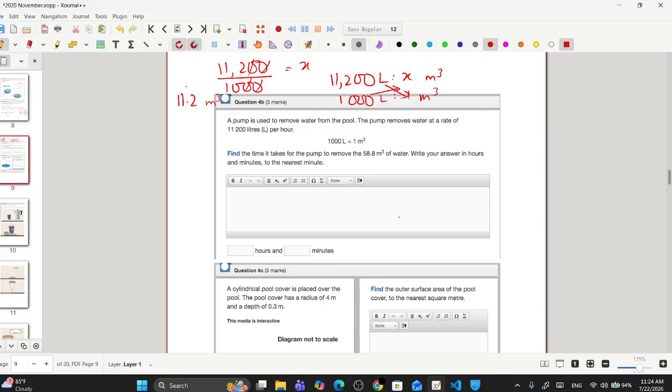Now, when this is the amount per hour, I know that I should simply divide 58.8 meter cube by the amount per hour. So I get 58.8 divided by 11.2. That gives me the answer of 5.25. But that's 5.25 hours, not 5 hours and 25 minutes. That's essentially 5 hours and 15 minutes.